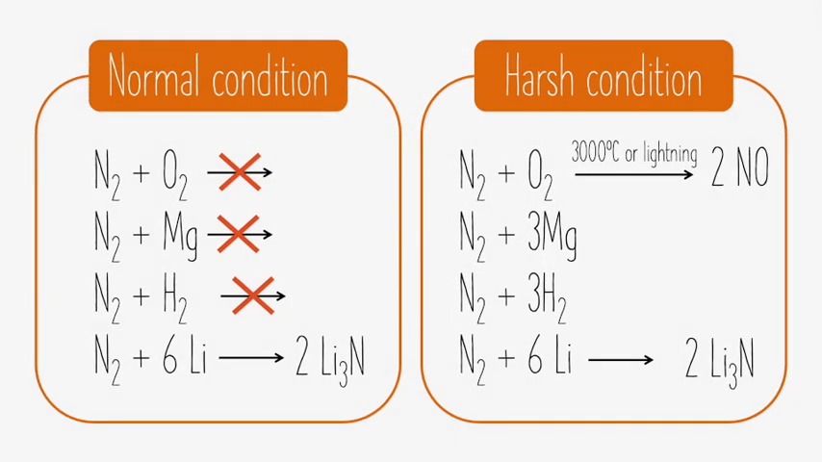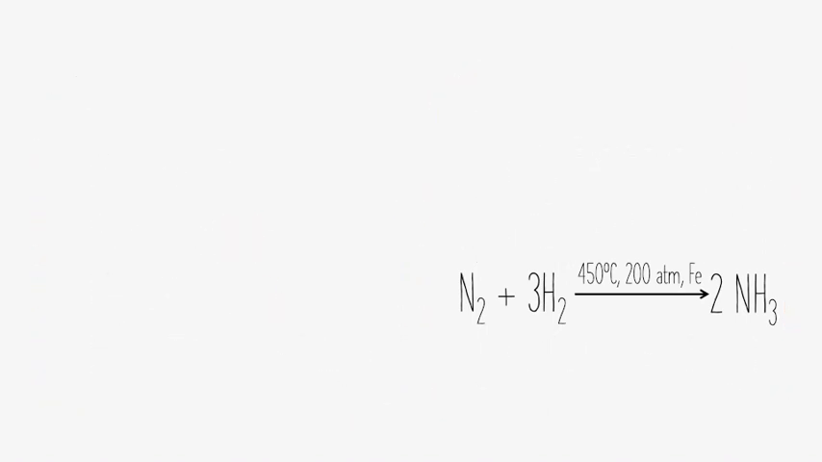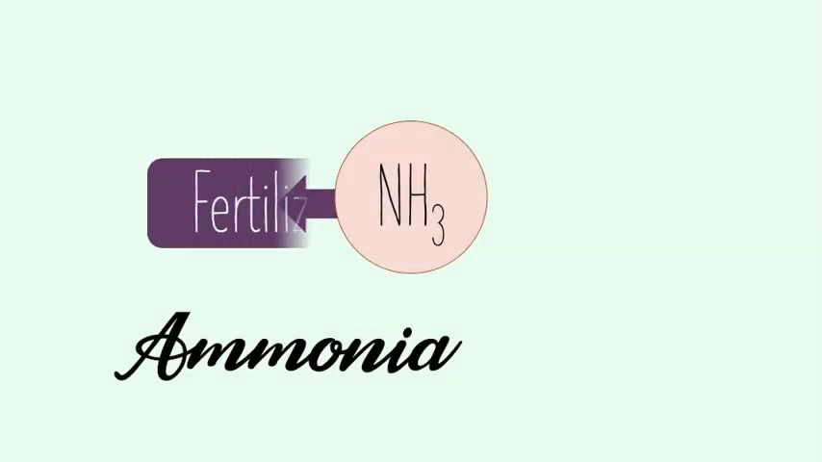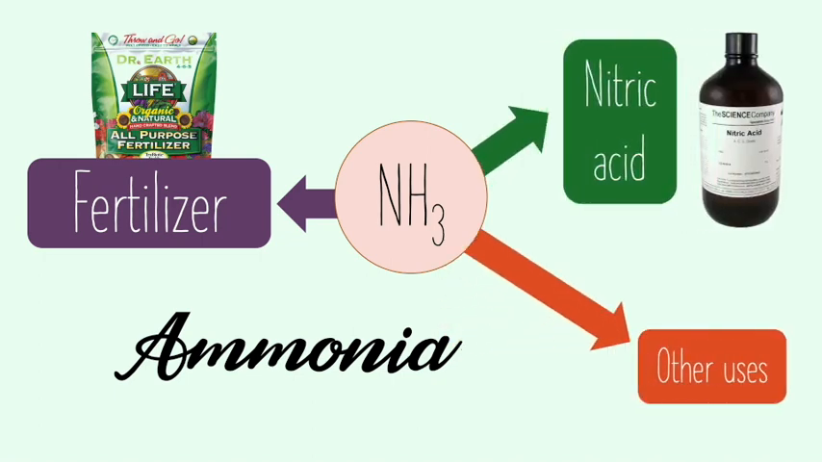Another example is the reaction of nitrogen and hydrogen gas at high temperatures and under high pressure to result in ammonia. This reaction is of great importance due to various uses of ammonia in industry. A large amount of ammonia is used to produce fertilizers and nitric acid, which are crucial chemicals in agriculture and industry. Let's dig deeper into ammonia properties.